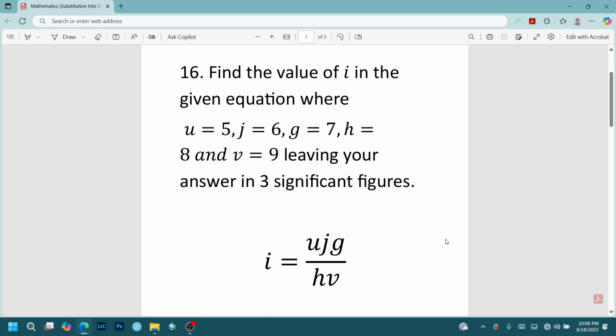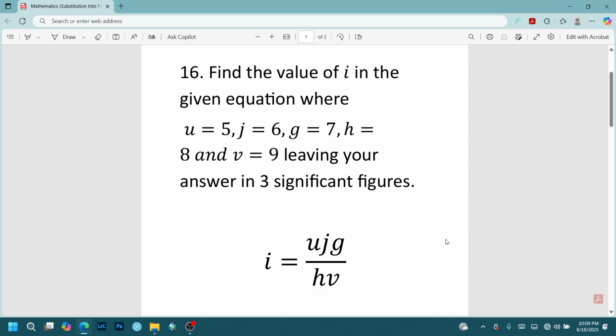In today's series 16, we will be solving a question on substitution into formula in mathematics, right? So this is series 16. Let's quickly delve into it.